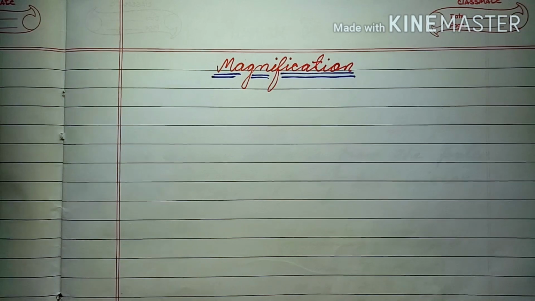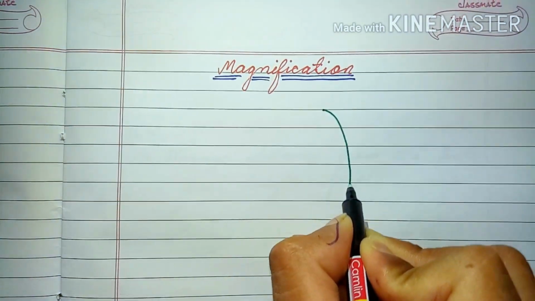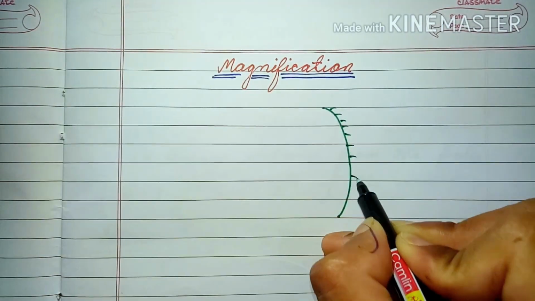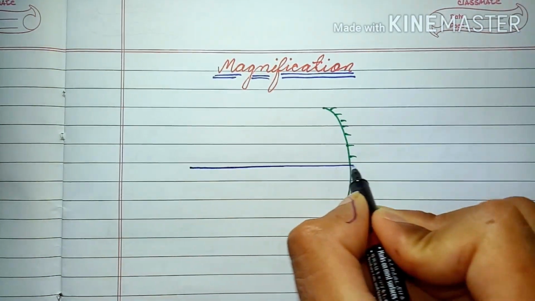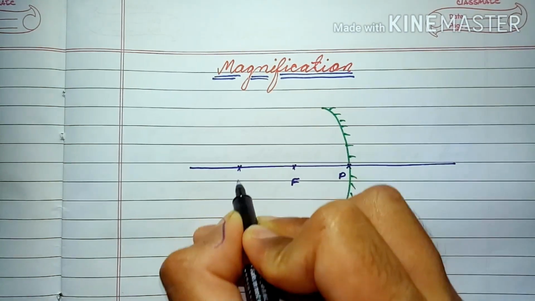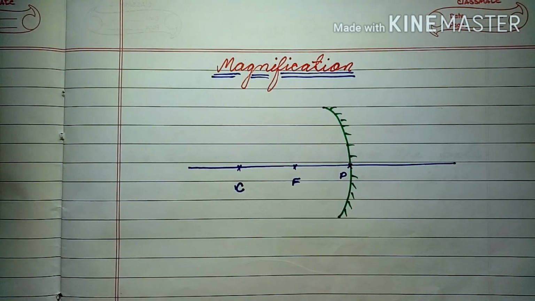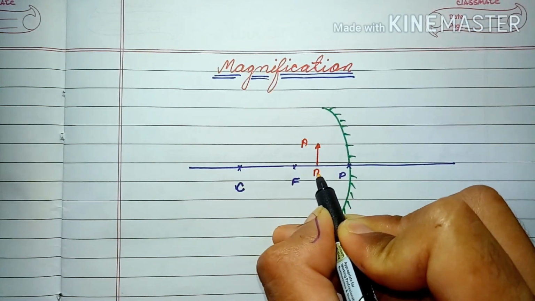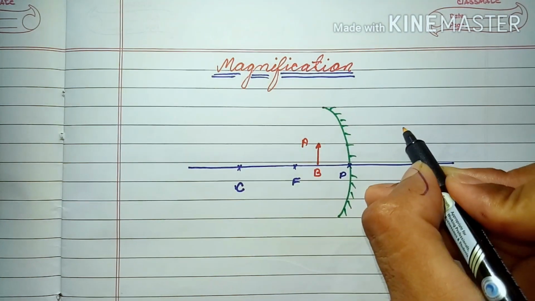Let us consider a situation. Suppose, student, this is a concave mirror and this is the principal axis of this mirror. This point is the pole, this is the focus, and this is the center of curvature. If we place an object between the pole and the focus, here AB, then the image of this object is formed behind the mirror, here.